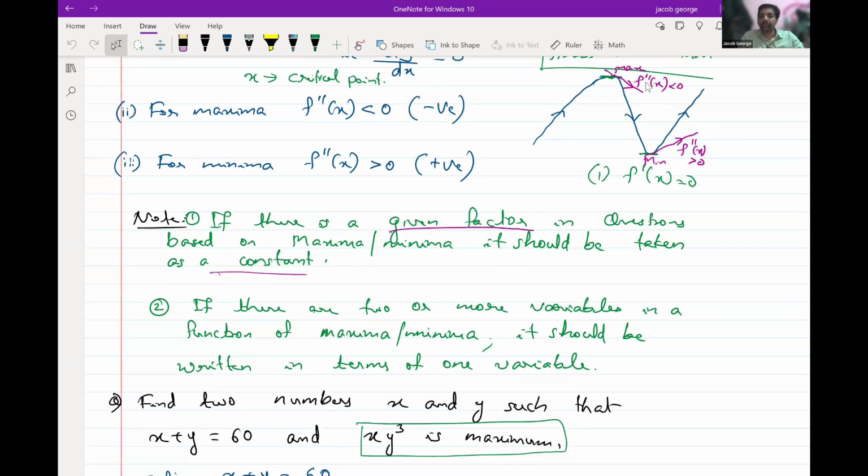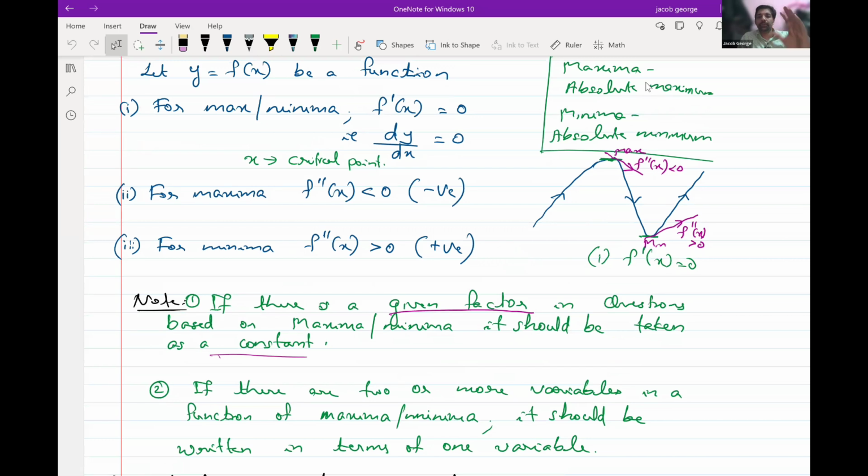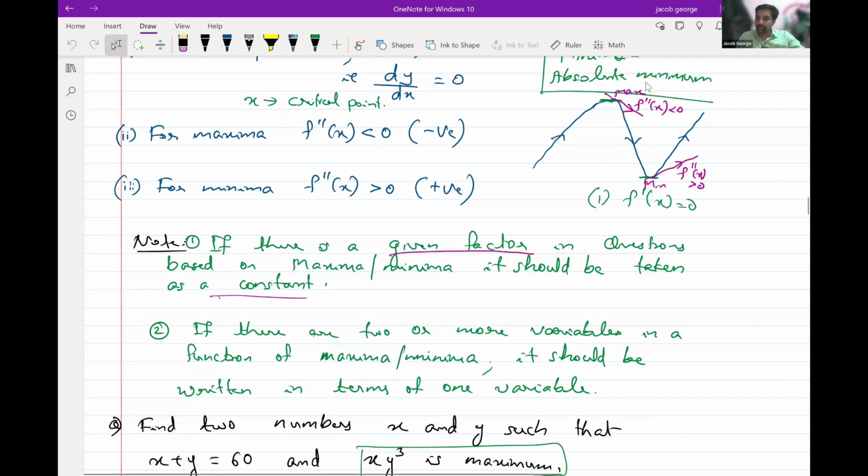Okay, so these are the step-by-step procedure. You will find out the first derivative, equate it to 0, and find out x, the critical point. Then for maxima, second derivative is less than 0, negative. For minima, second derivative is greater than 0, positive. Okay, so we start with a simple question.